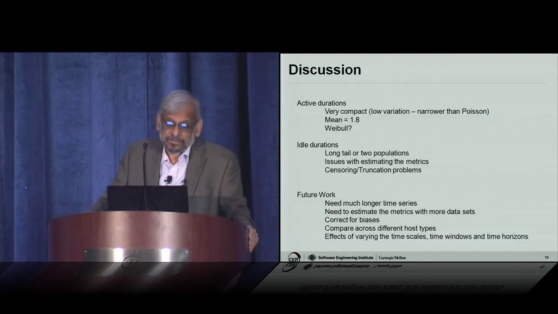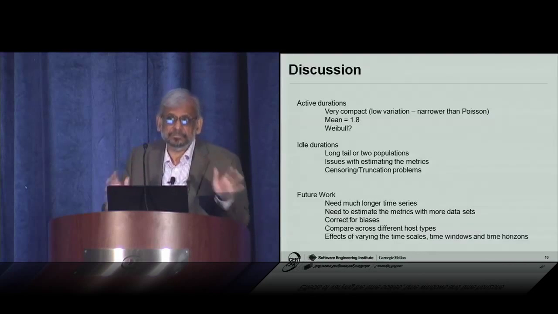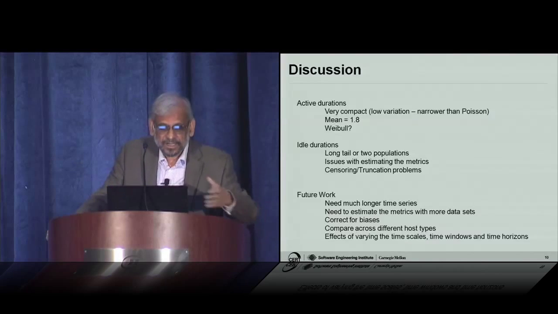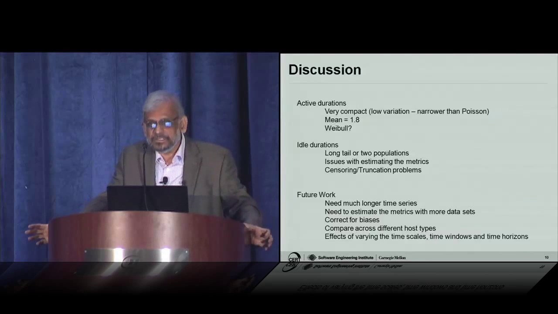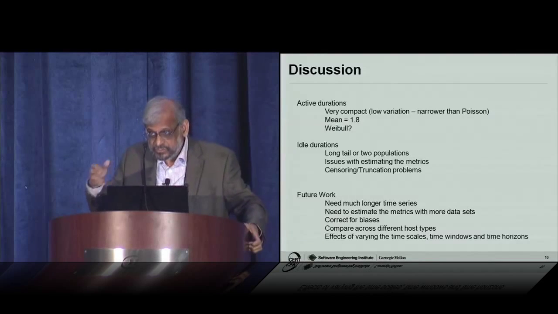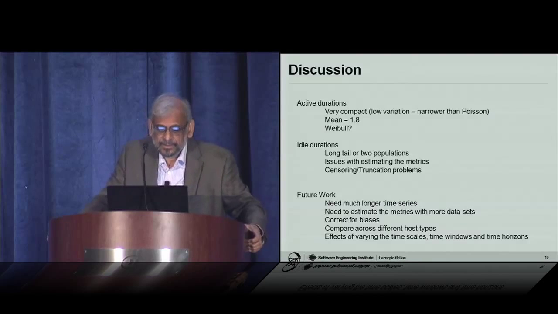And as I say, we need longer time periods, and some more metrics with more data sets and so on. And there are a number of biases. And there are actually methods to correct for those biases. I didn't go into that, but in the reliability theory literature, that's covered. And also the coverage of sensors is also discussed in the literature.